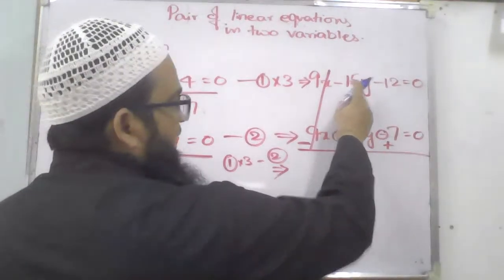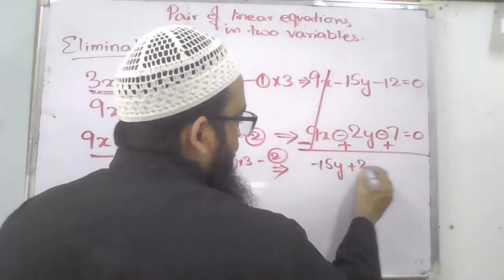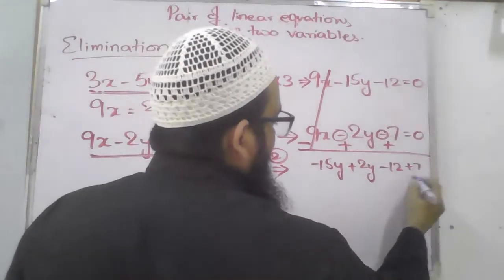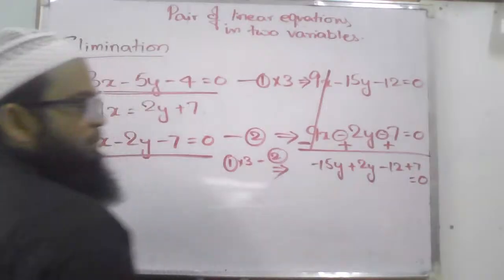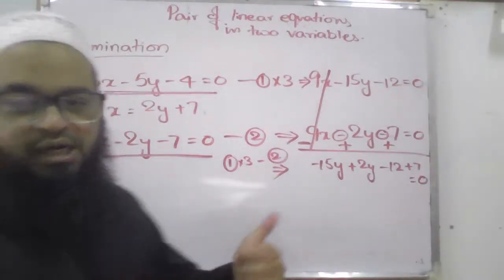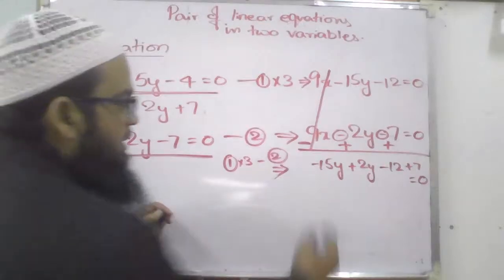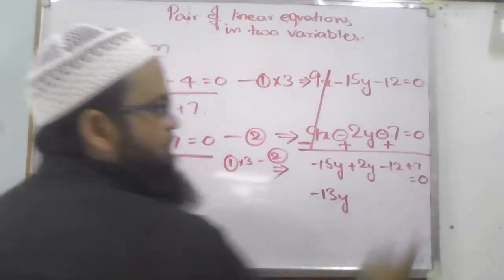Now you have minus 15y plus 2y, and minus 12 plus 7 is equal to 0. Now minus 15 plus 2. One is negative and one is positive. What you are supposed to do? 15 minus 2, 13. So it is minus 13y, and minus 12 plus 7.